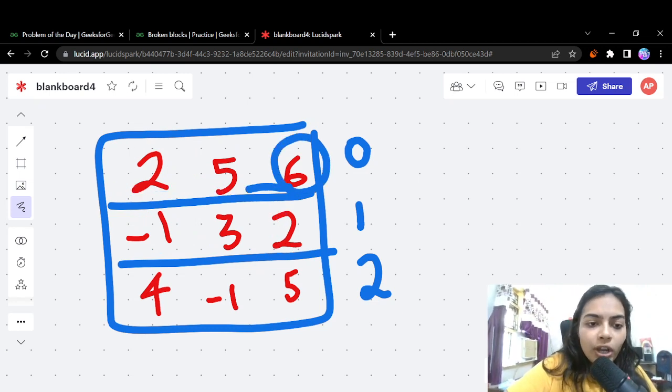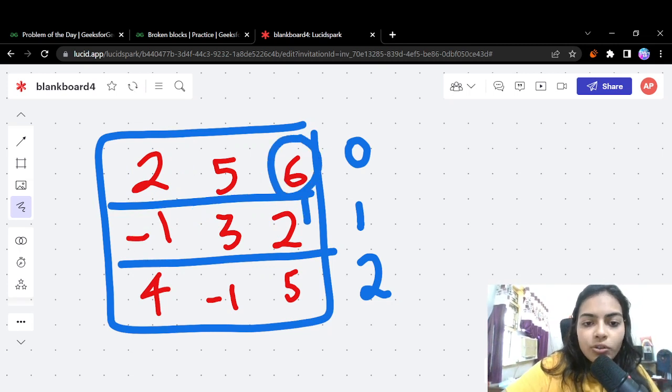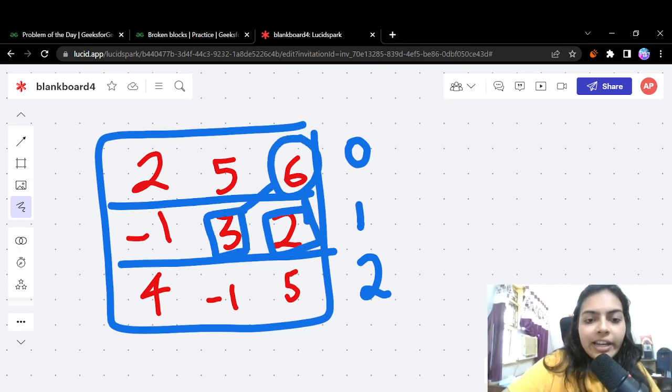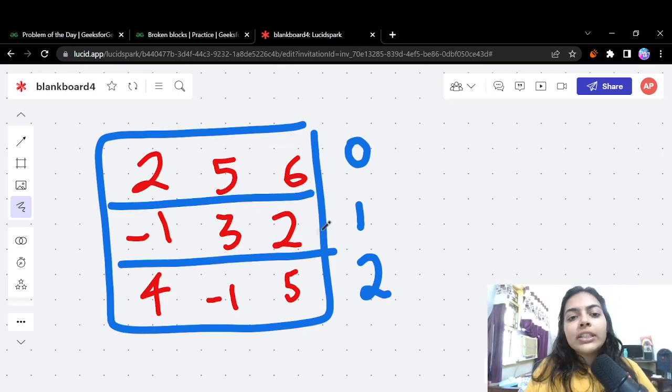Similarly from 6 you cannot go to this box which is -1. You cannot go because it's not possible. From 6 you can only go down, or you can go diagonally left. Diagonally right is not there in this case. So this is the first rule of the game.